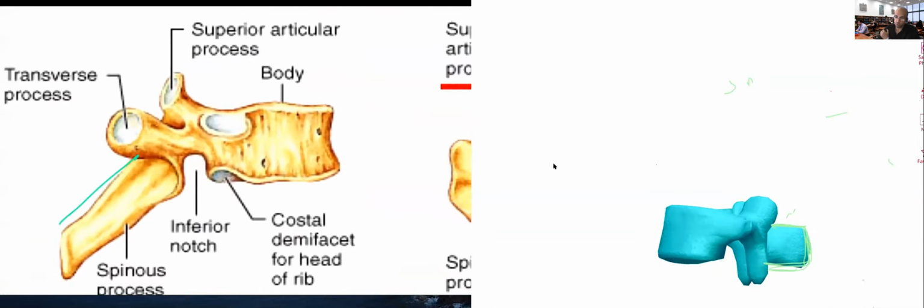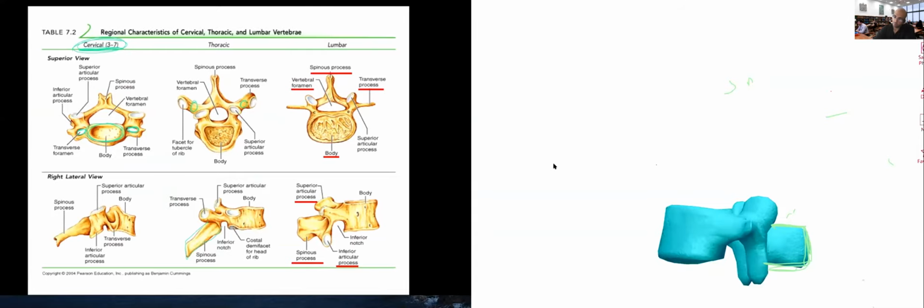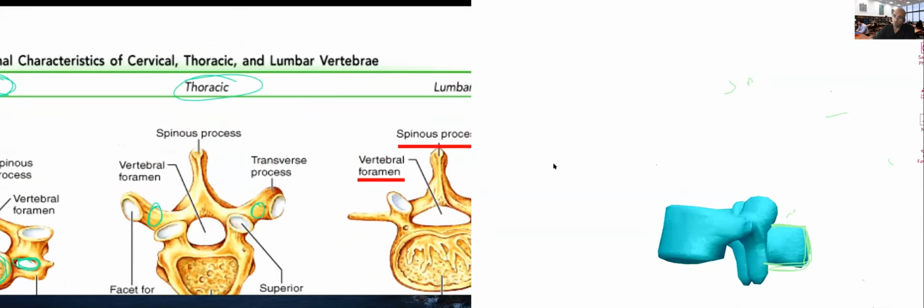Spinous process. Is the spinous process pointing down, or is it blunt and horizontal? In here, is it pointed downwards or is it blunt and horizontal? It's pointed downward. So it's going to be thoracic.